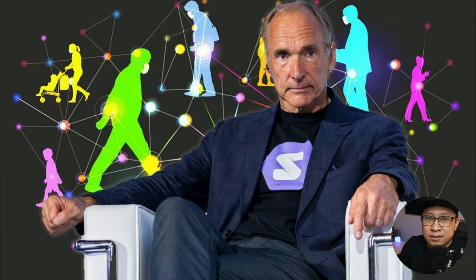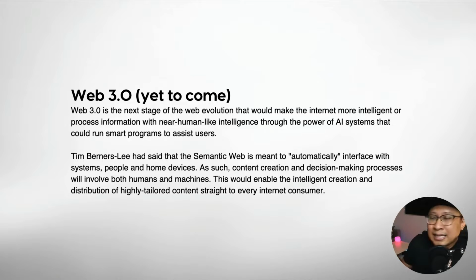Tim Berners-Lee, the founder of the web, said that the semantic web is meant to automatically interface the system, people, and home devices, such as content creation and decision-making processes that involve human and machine. Sooner or later, the machine, I think right now, machines are cleverer than us. We can't do what machines can do. That's the reason why we need them and they need us to operate. Now they are building something like a replica of us: the intelligent creation and distribution of really high level tailored content straight to the consumers, like you and me.